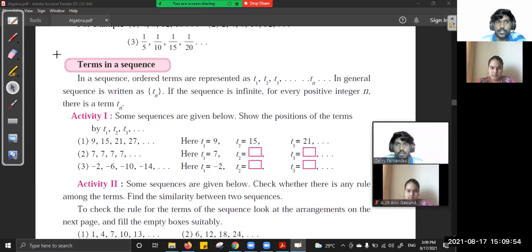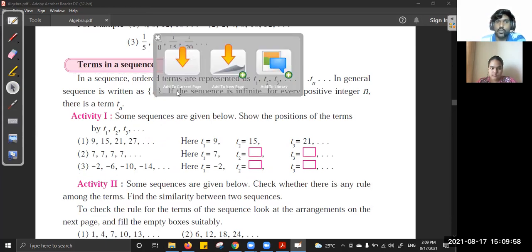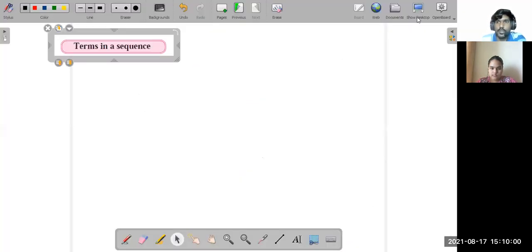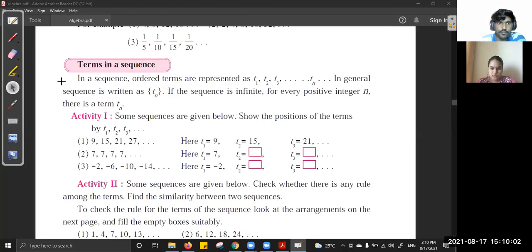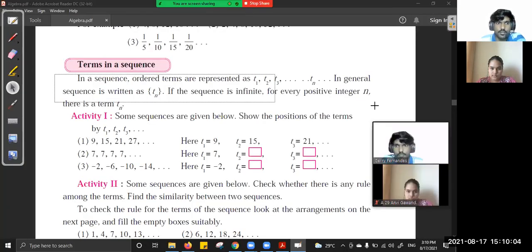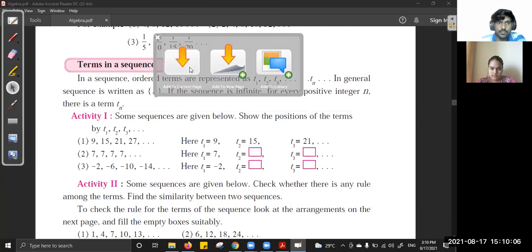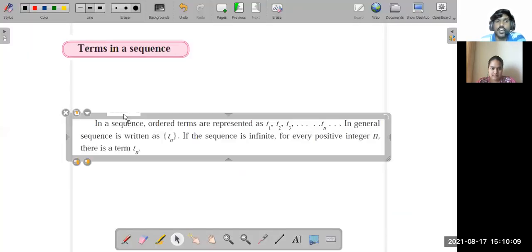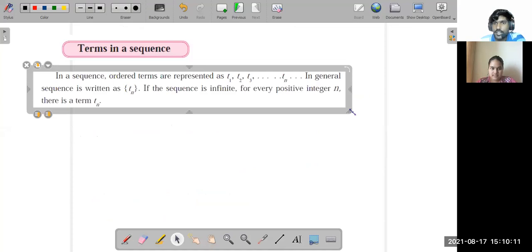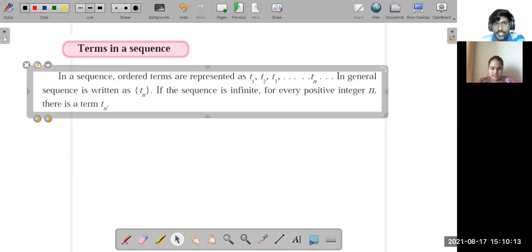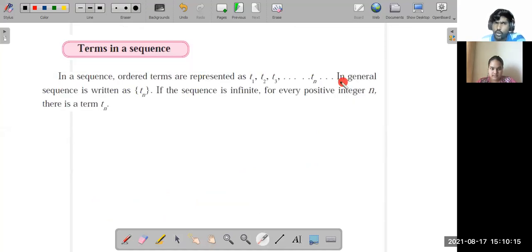Okay. The next concept is terms in a sequence. What do you mean by terms in sequence? In a sequence order, as I said, terms are represented by T1, T2, T3, and so on, or A1, A2 also. But our textbook is using this notation T1, T2, T3, and Tn.